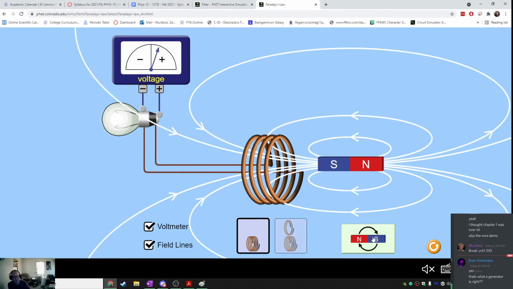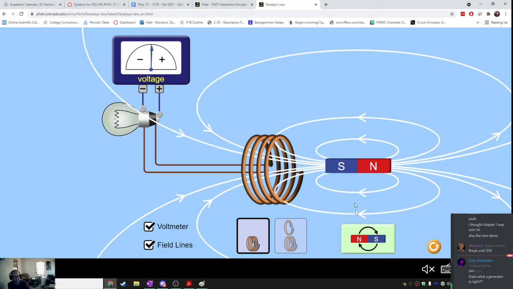Now, can we rotate this? Okay, that's another thing we can do. Just by switching the direction of the magnet, that also has the same effect as pushing the magnet in and out. One other thing to note here, that's what a generator is, right? Yeah, basically.